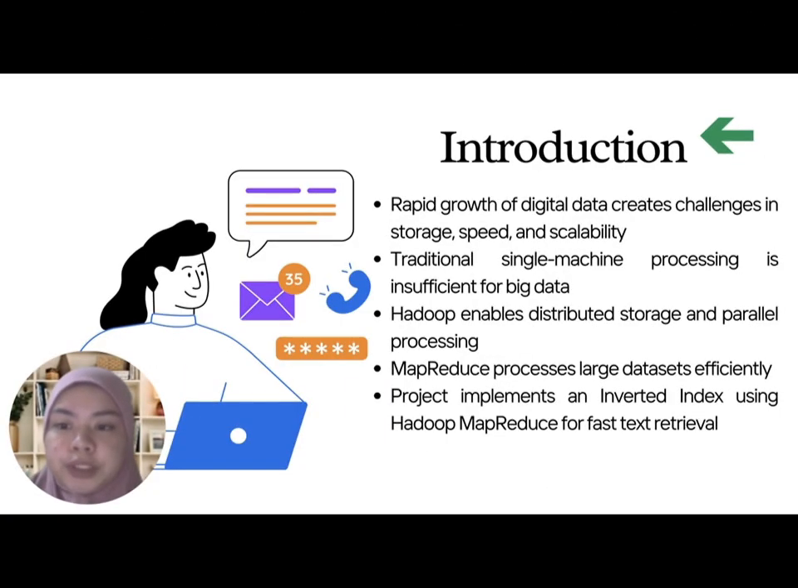For the introduction, the rapid growth of digital data creates significant challenges in terms of storage, processing speed, and scalability. Traditional single-machine processing is no longer sufficient to handle big data efficiently. Hadoop addresses this challenge by enabling distributed storage and parallel processing across multiple nodes. Using the MapReduce programming model, large datasets can be processed efficiently and reliably. In this project, an inverted index is implemented using Hadoop MapReduce to enable fast and efficient text retrieval.